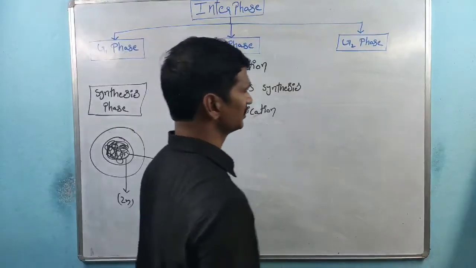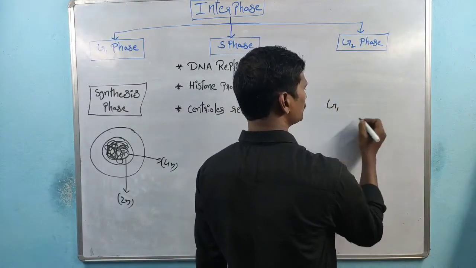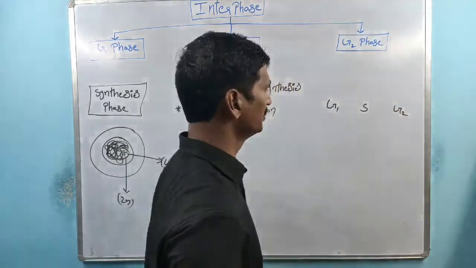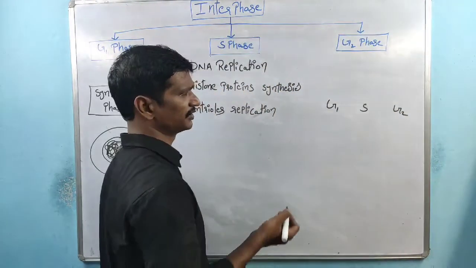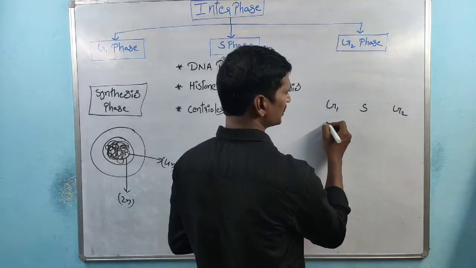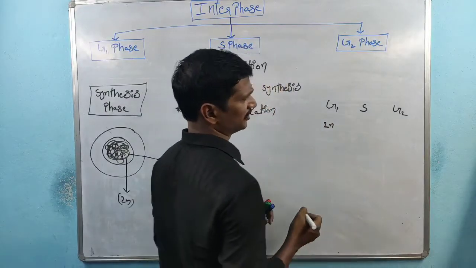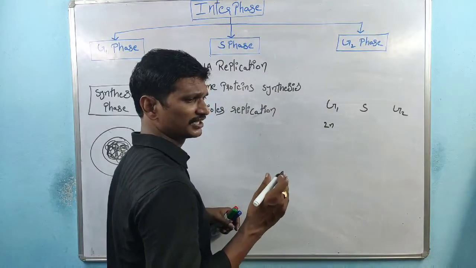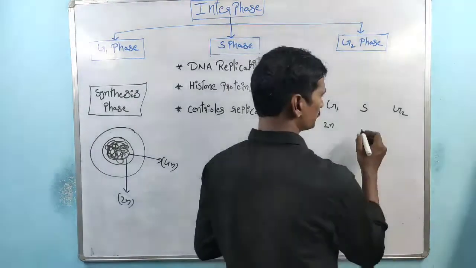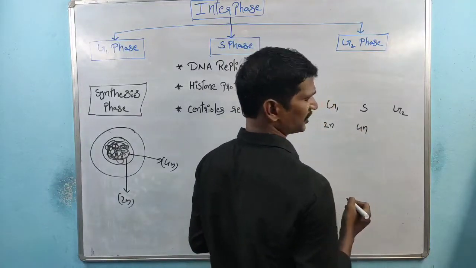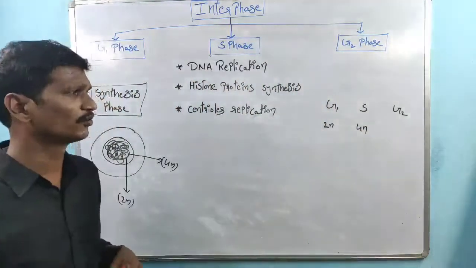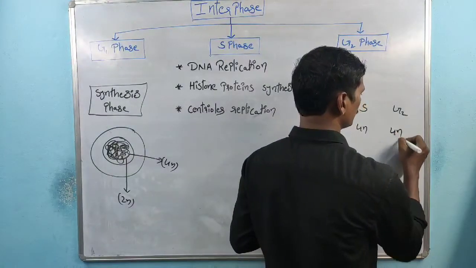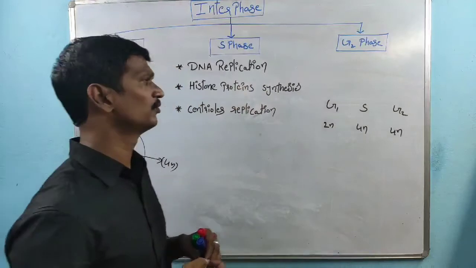So here what I am telling, there is a G1 phase, S phase, and G2 phase. Within G1 phase, the genetic material content is 2n. In the early S phase, the content is 2n, but at the end of the S phase, the content is 4n. Coming to the G2 phase, the DNA content is 4n.